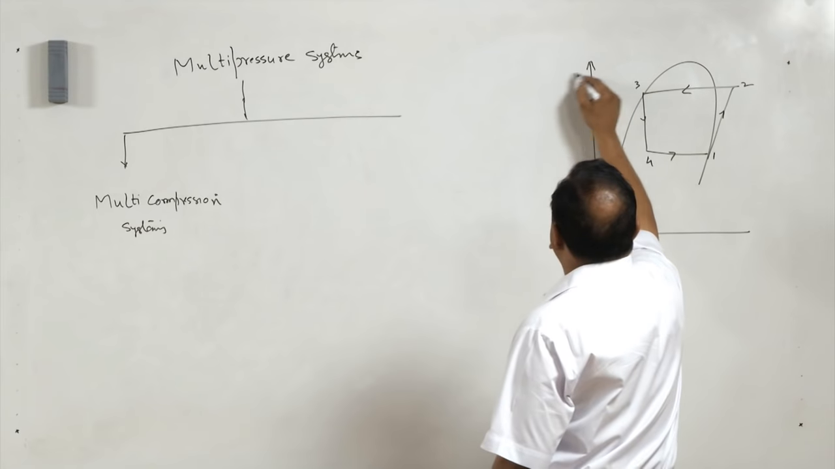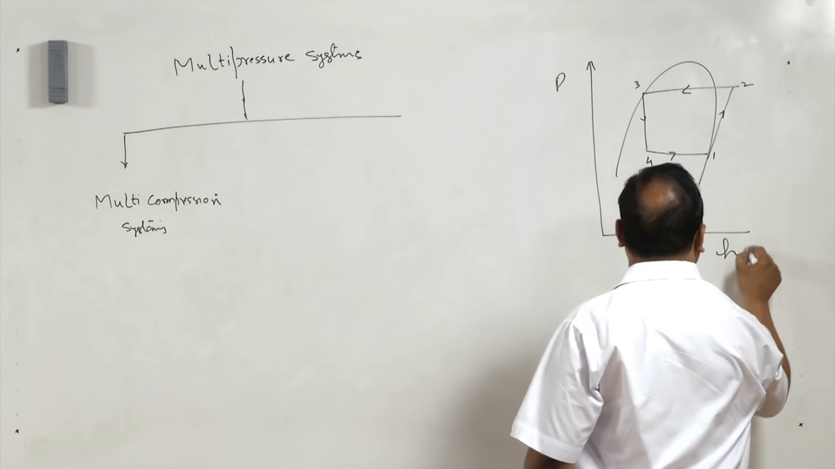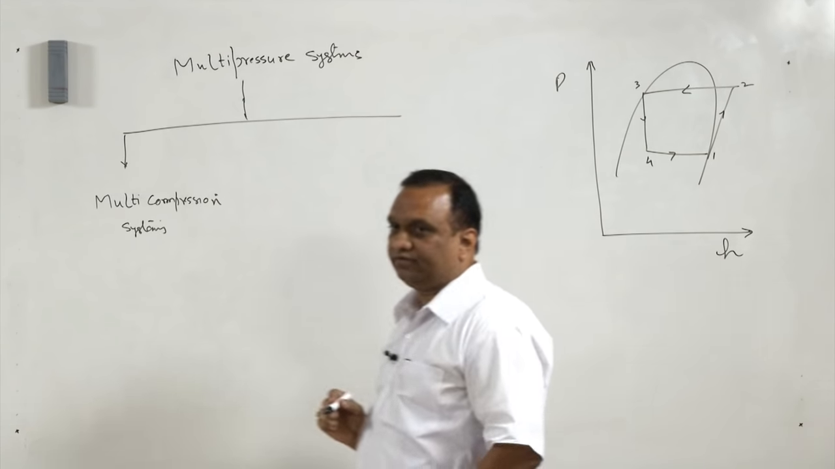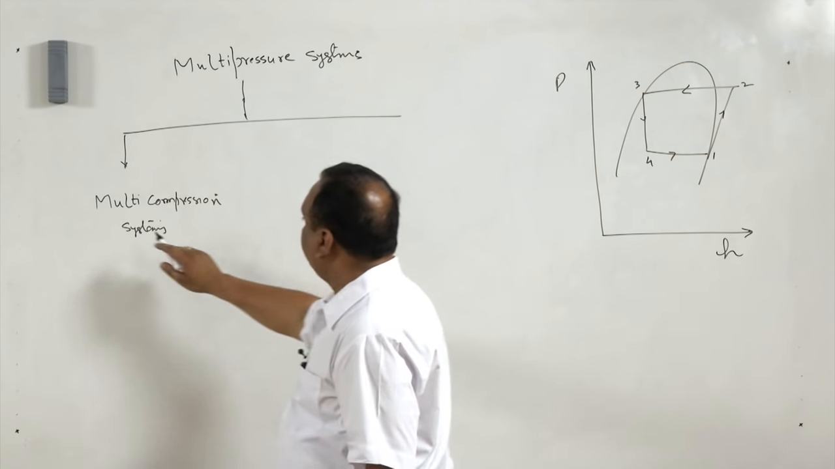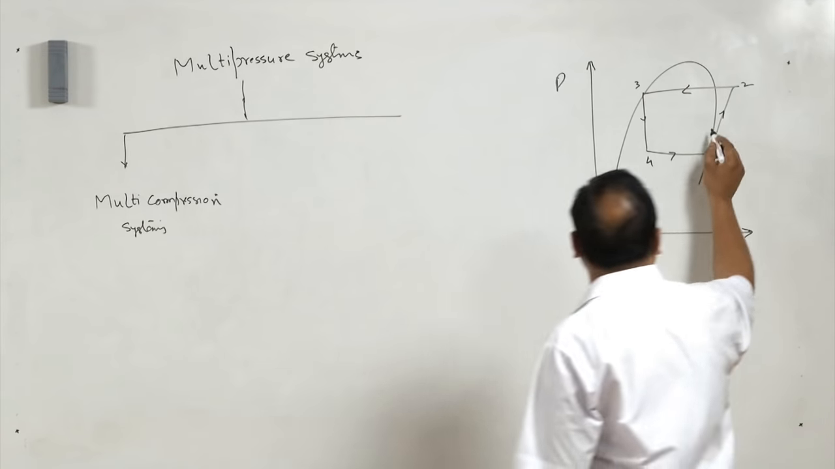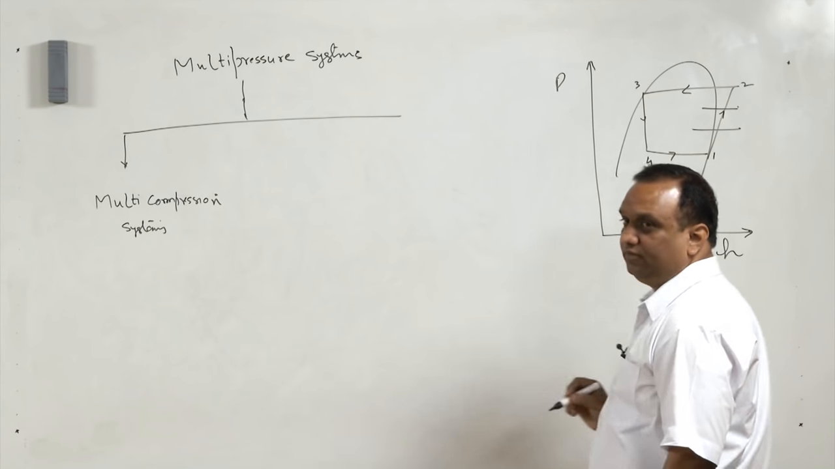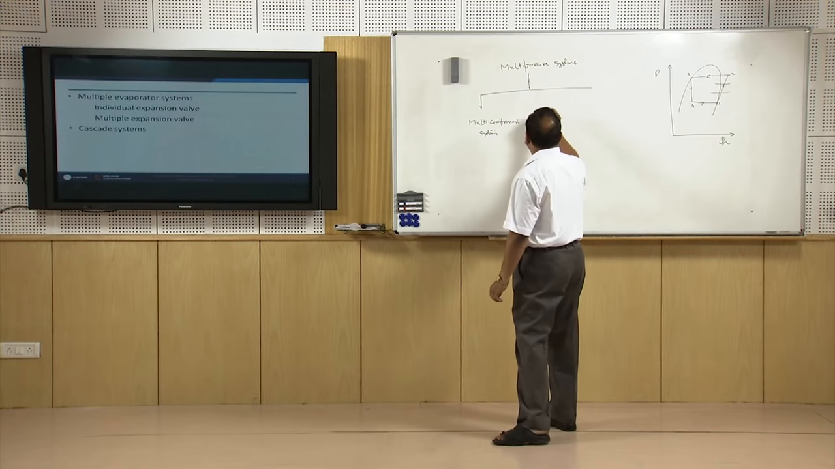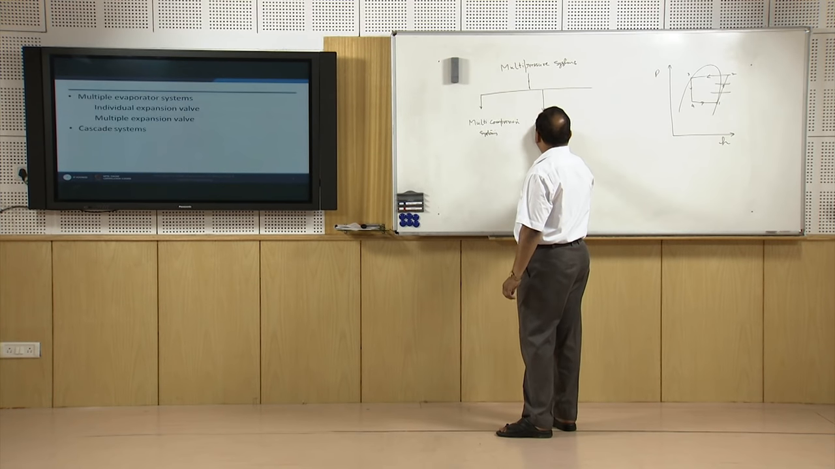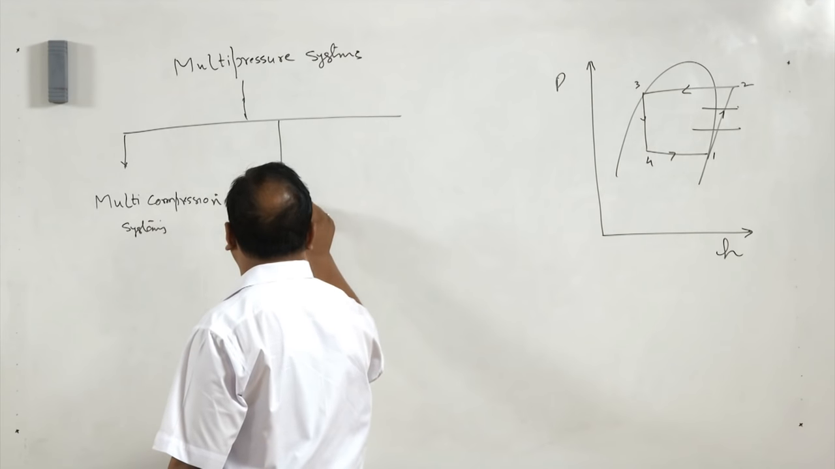So, on a p-h diagram, this is a two pressure system, and we have already done the multi-compression system where compression takes place in more than one stage, maybe two stages or three stages. Another multi-pressure system is the multi-evaporator system.